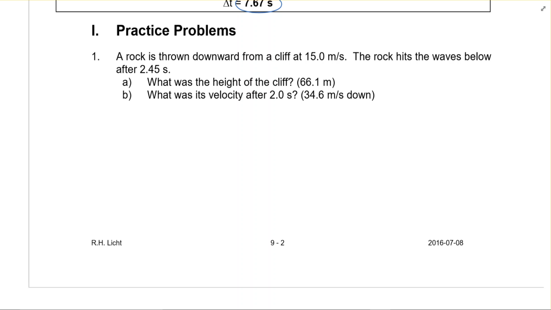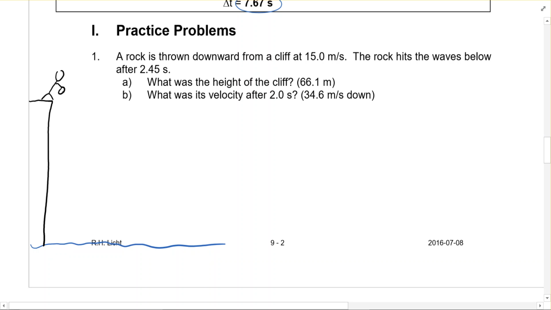Okay, so we're going to do these practice problems now. I'm going to start by drawing a little picture. All right, there's my beautiful picture. Okay, so it says a rock's thrown downward from the cliff at 50 meters per second. The rock hits the waves below after 2.45 seconds. So let's draw a little rock that he's throwing down there.